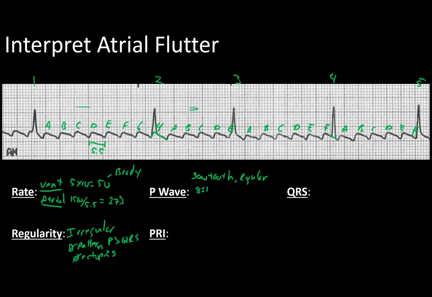We have a 1, 2, 5-to-1 block and 6-to-1 block. So quite variable indeed. No PRIs. QRSs are uniform. A little bit difficult to measure what the true QRS width is on this one because so many of them are integrated. But I think number 4 will be a pretty easy one to measure.